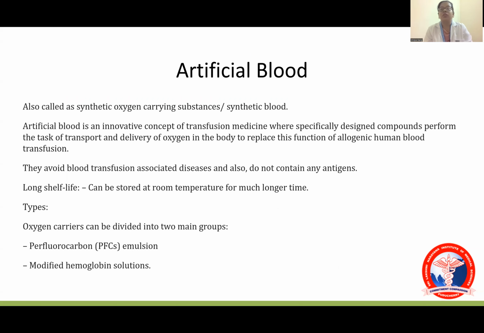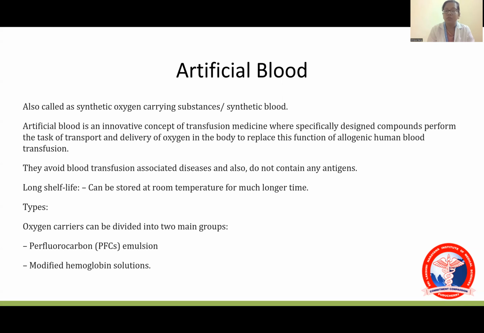Now we'll discuss a new concept, that is artificial blood, also called synthetic oxygen carrying substances or synthetic blood. Artificial blood is an innovative concept of transfusion medicine where specifically designed compounds perform the task of transport and delivery of O2 in the body, that is the function of blood, to replace this function of allogenic human blood transfusion. So, rightly called artificial blood.